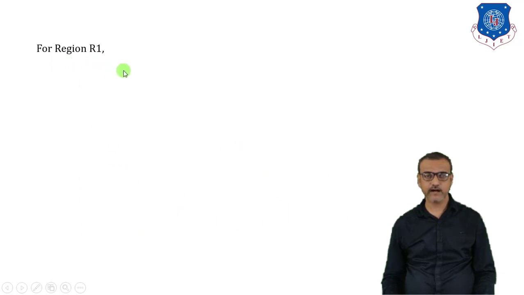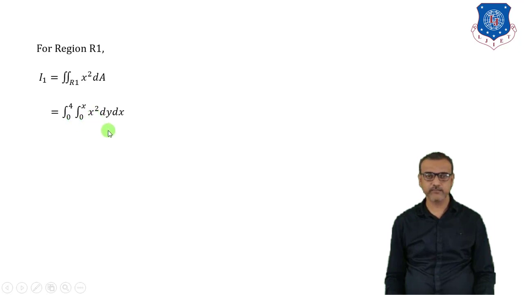Now for region R1, I1 equals the double integration of x squared dA for the given region R1, and this equals the limit of x from 0 to 4 and the limit of y from 0 to x, and dA is nothing but dy dx. Now first of all we will evaluate this integration with respect to y, then with respect to x. Now integration of x squared with respect to y, so we keep x squared constant, and integration of 1 with respect to y is y, and the limit is from 0 to x.